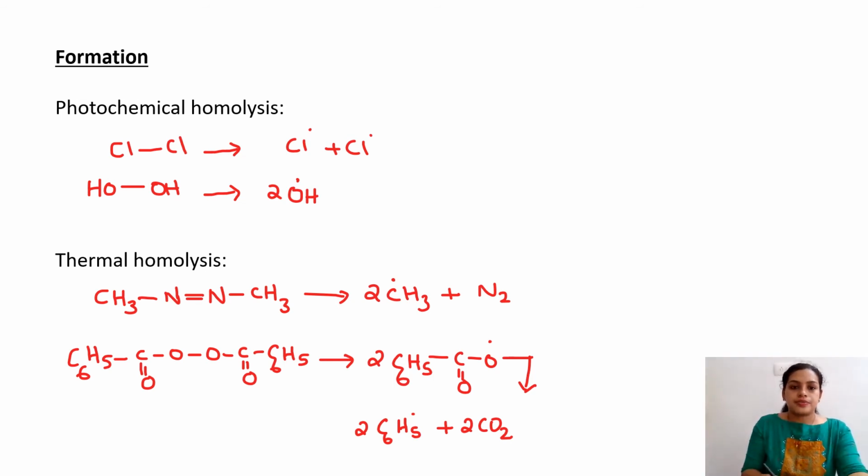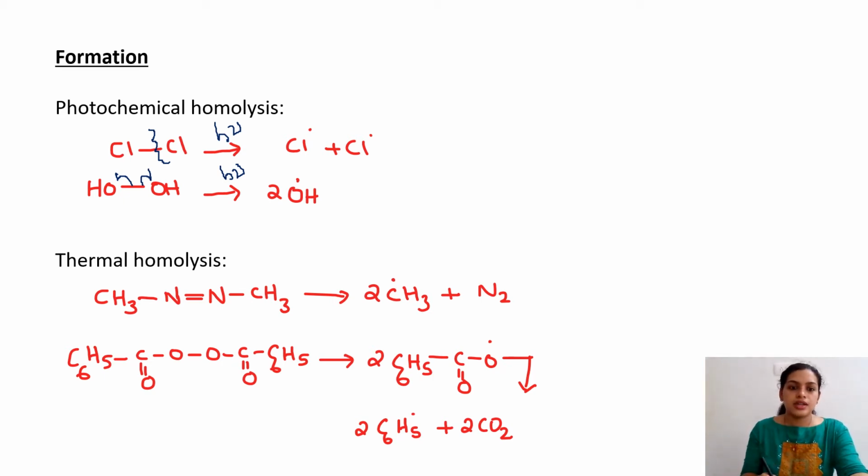It's formed by homolysis. Other than type, it could be photochemical or thermal homolysis. Photochemical means in presence of light, h nu, and this chlorine is converted into 2 Cl radicals, and this is hydrogen peroxide. This is also cleaved into 2 OH dot radicals.